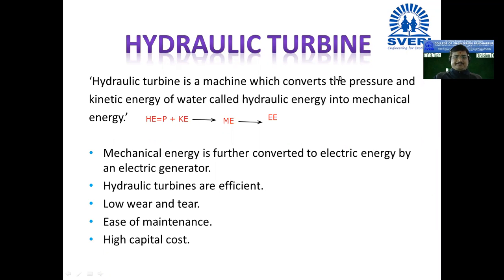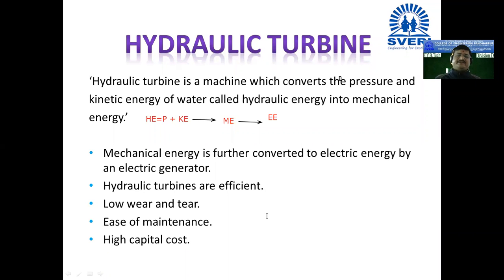hydroelectric power plant. या हायड्रोइलेक्ट्रिक पॉवर प्लांट मध्ये जी मशीन यूज केली जाते इलेक्ट्रिसिटी प्रोड्यूस करण्यासाठी, that machine is known as the hydraulic turbine, where pressure and kinetic energy is utilized, and that pressure and kinetic energy of the water, which is known as the hydraulic energy, is converted into mechanical energy, and then it will be converted into electrical energy in the further state. Okay. Then hydraulic turbines are efficient.